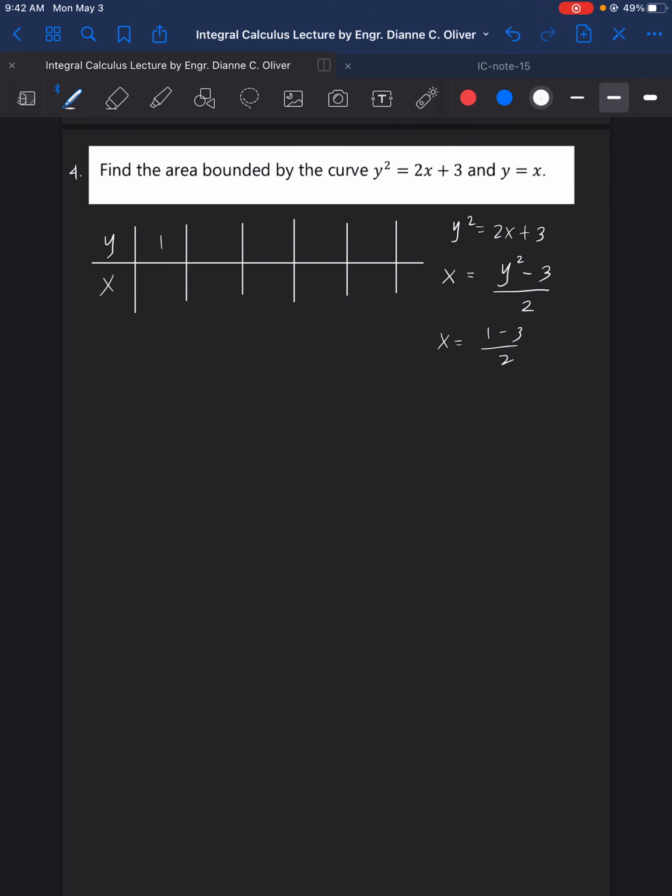So if y is equal to 1, x is equal to negative 1. Now if we use here y is equal to 0, minus 3 over 2, therefore x is equal to negative 1.5.